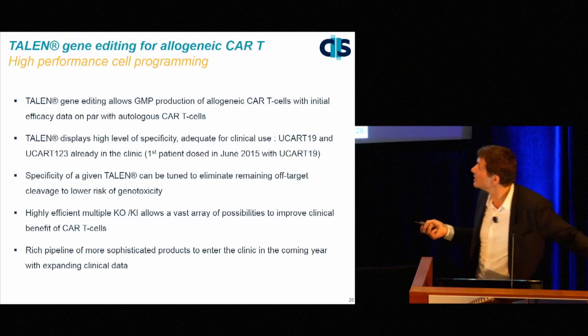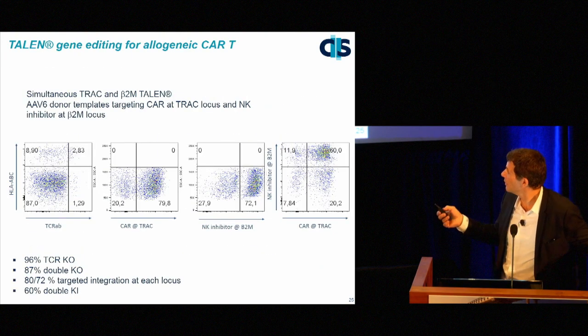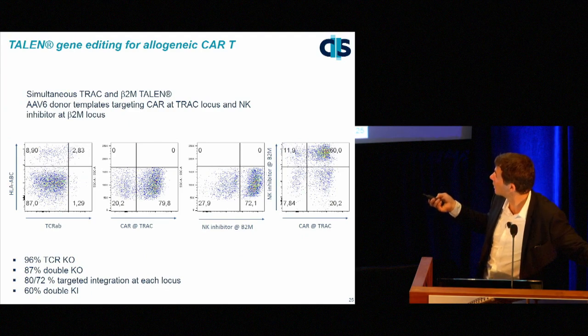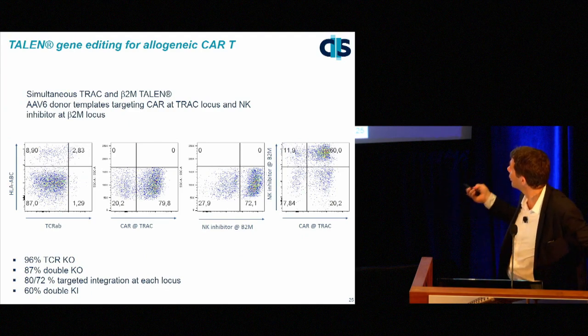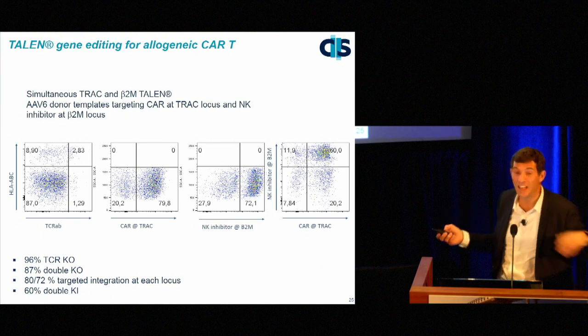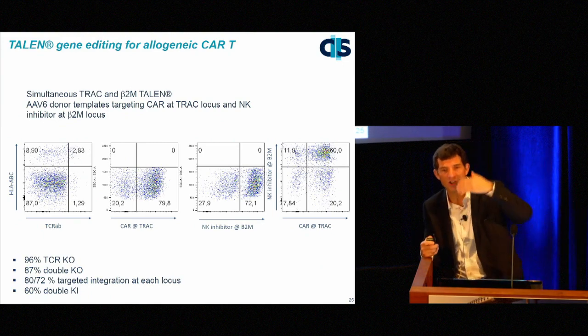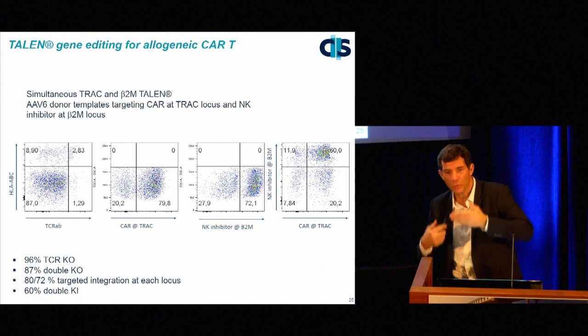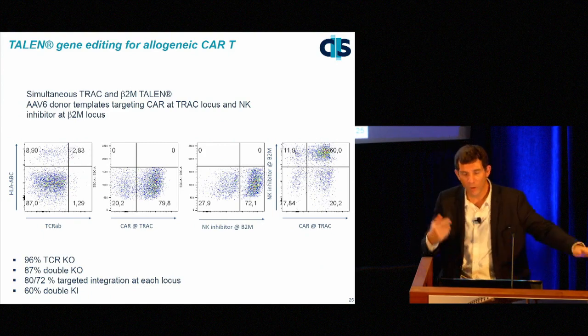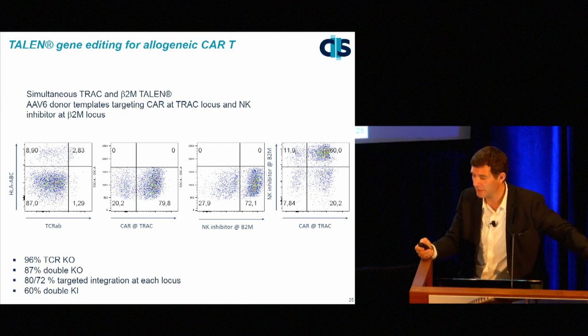Here in this case, you can see that we have the TCR locus that has been targeted, the CAR inserted at the TRAC locus, the NK inhibitor, and all of this has been done at over 60% double knockout and with 80 and 72% targeted integration at each locus. We're not talking about just knocking out a gene in the T cell, but replacing a gene by another one inside the T cell. And that's probably one of the starts of what this kind of technology is going to be in the future.